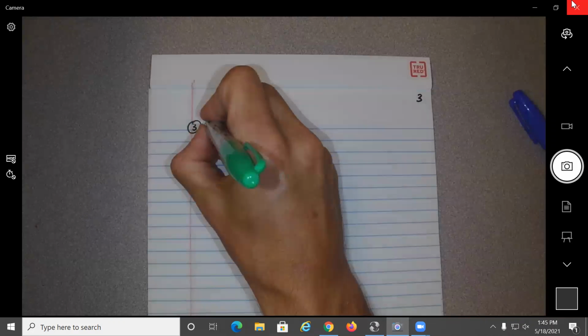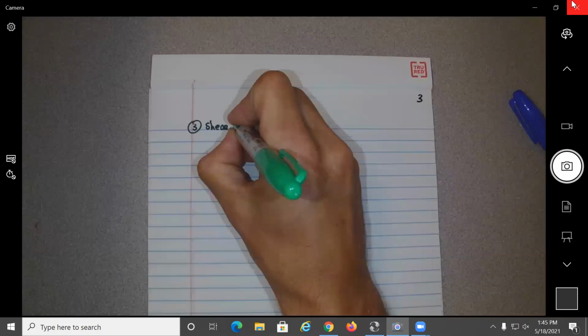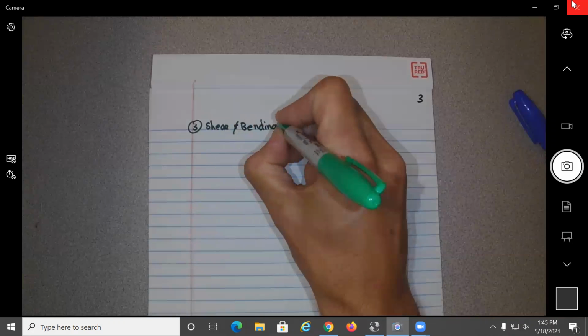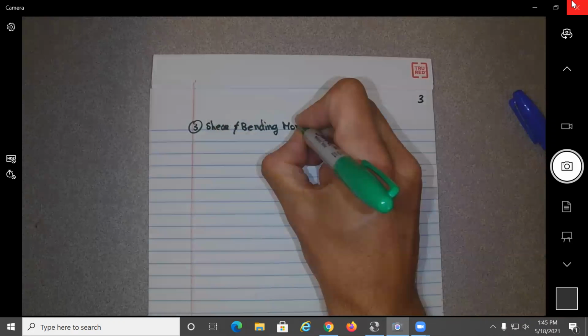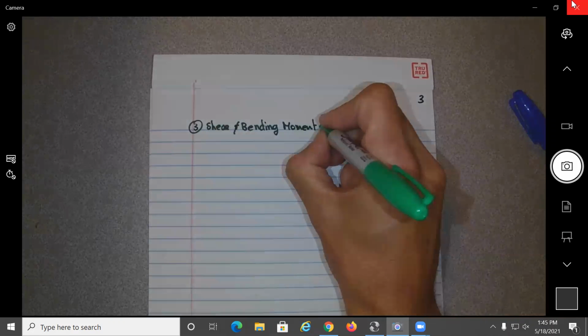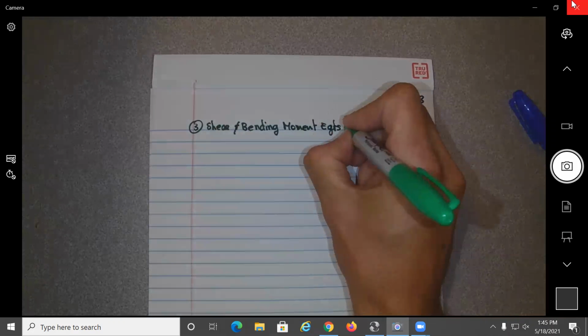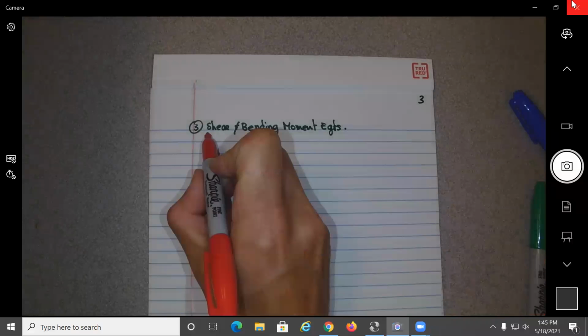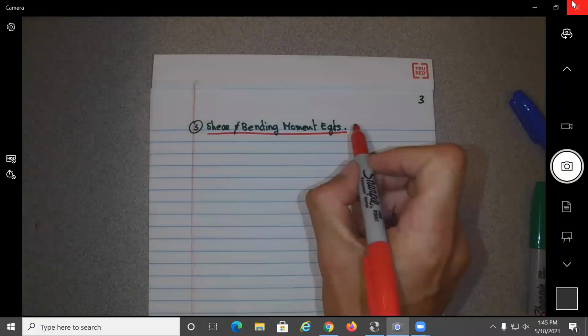Shear and bending moment equations. Okay, here I'm going to redo the figure very quick.